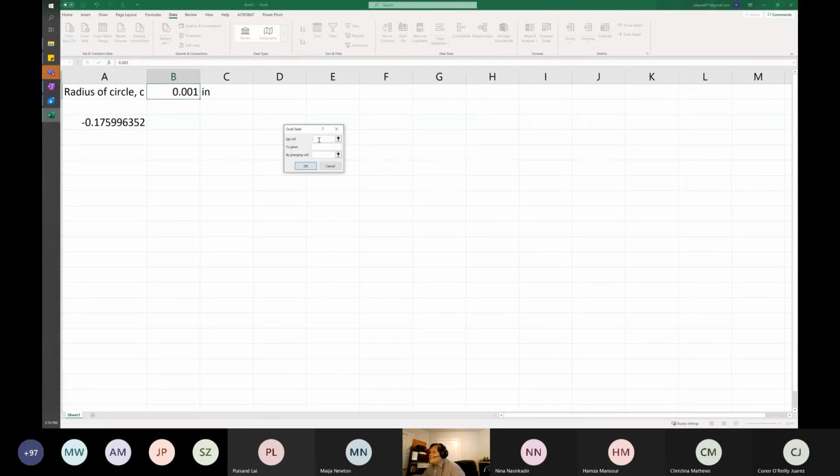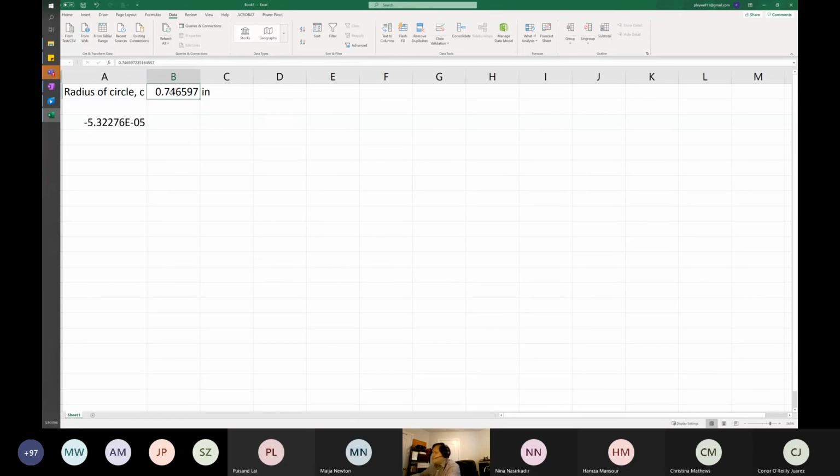So the set cell is this value over here. You set it to be equal to 0, and then you change the radius of the circle, and you just put okay. So there you go. The right radius of the shaft is equal to 0.746597 inches.